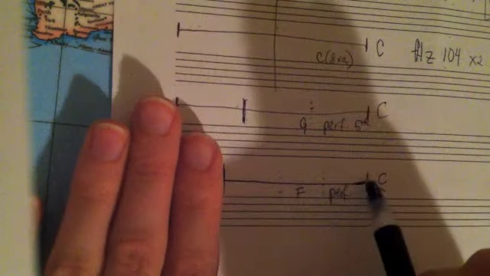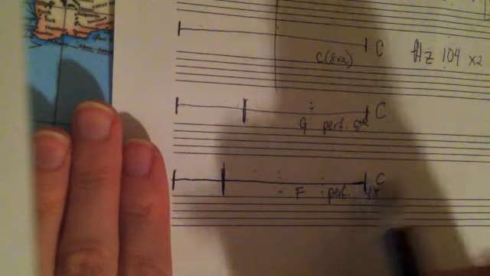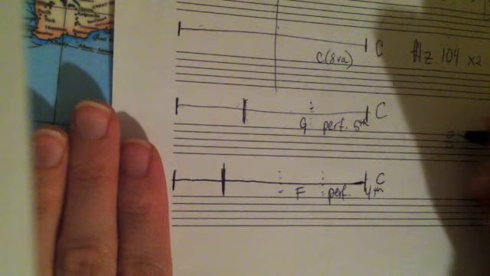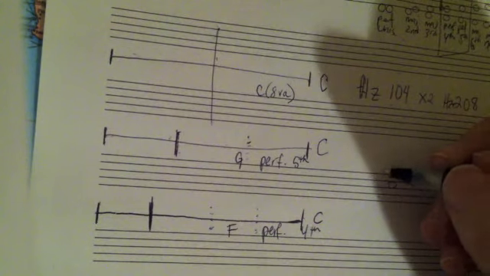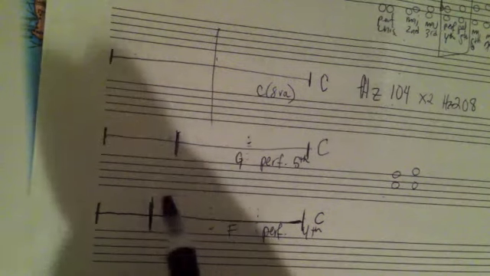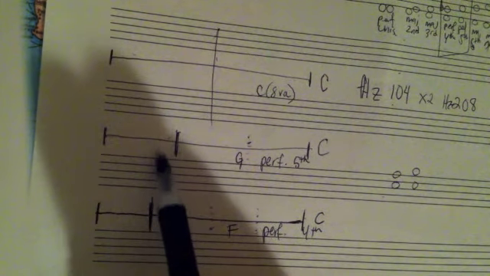Now do you see how this length is closer to the full length? A fourth, C to F, is closer than a C to G, but only by that much, that difference. You see?